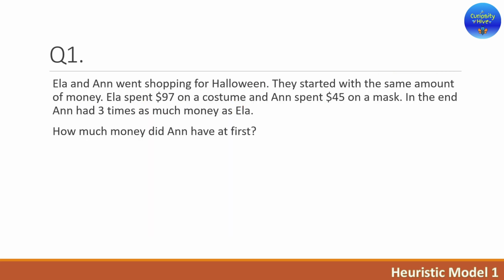First question reads, Ella and Anne went shopping for Halloween. They started with the same amount of money. Ella spent $97 on a costume and Anne spent $45 on a mask. In the end, Anne had 3 times as much money as Ella. How much money did Anne have at first? Remember, this is Heuristic Model 1, which uses the diagram or the block method to solve the question. Your time starts now.